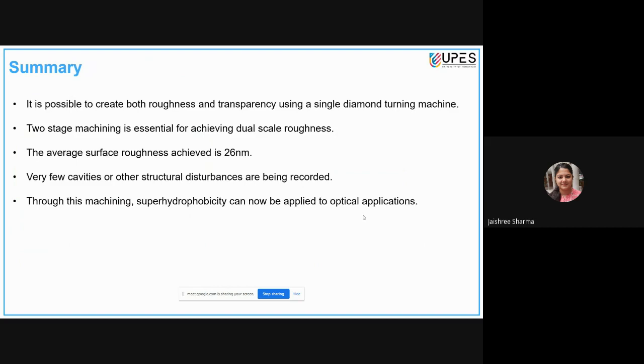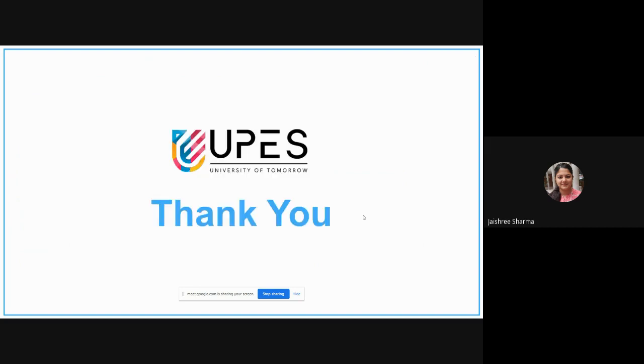It is possible to create both roughness and transparency using this single point diamond turning machine. Two-stage machining is essential for achieving dual scale roughness in order to obtain a water contact angle greater than 150 degrees. The average surface roughness achieved here is 26 nanometers, and very few cavities or other structural disturbances were recorded. Through this machining, super hydrophobicity can be applied to optical applications. Thank you so much.